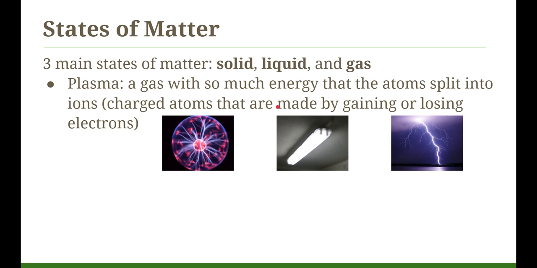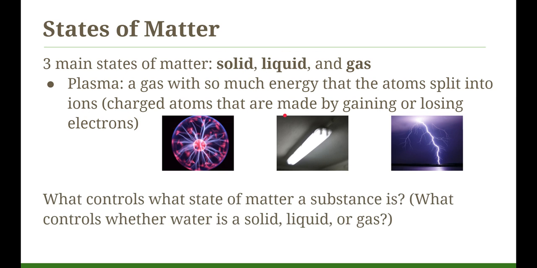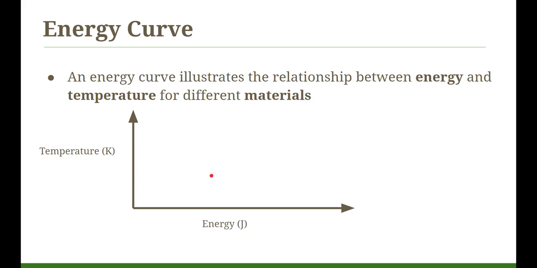three in physical science. What controls what state of matter a substance is? The answer is the temperature, the average energy of the particles in an object. That dictates whether or not an object is solid, liquid, or gas. So in order to show this relationship, we can use an energy curve. An energy curve illustrates the relationship between energy and temperature for different materials.